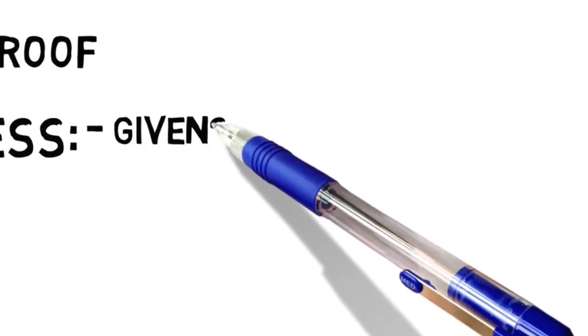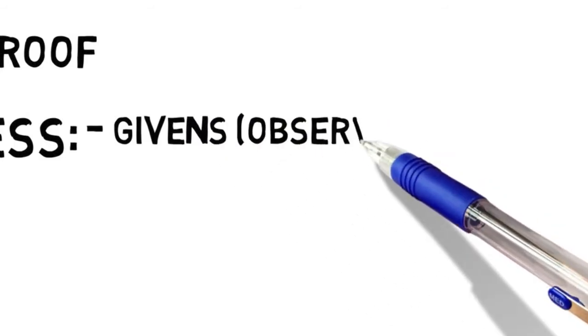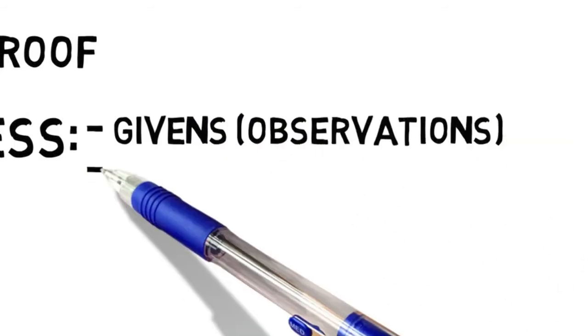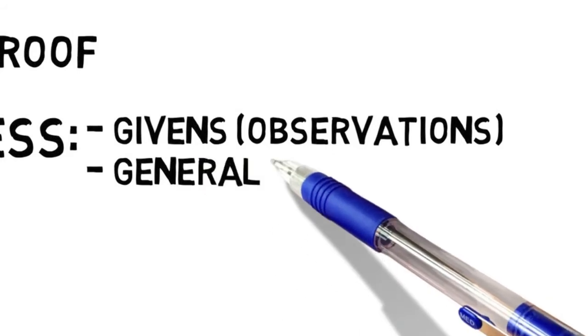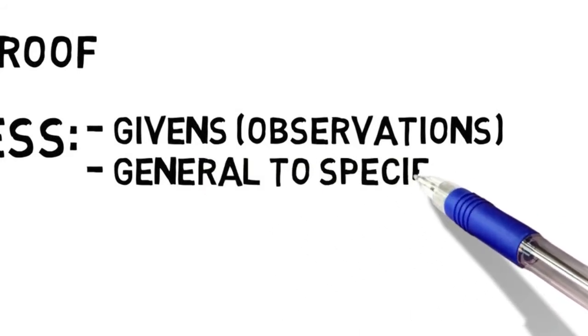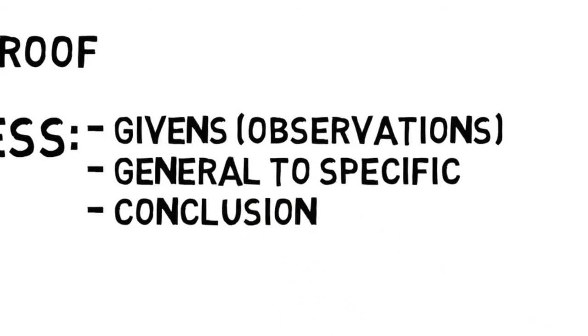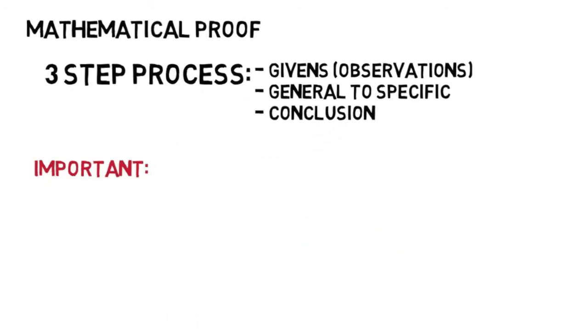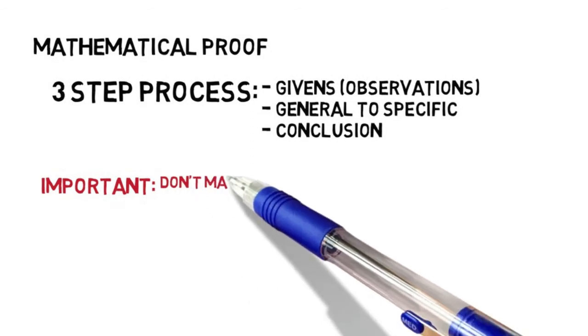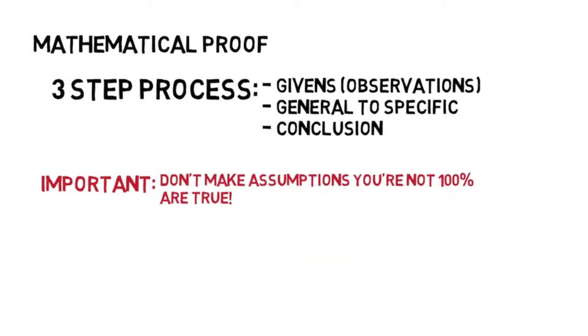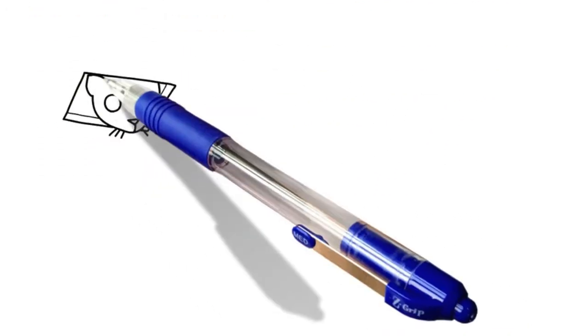First, you note down your givens or your observations, things you can see from the problem. Second, you reason using deductive reasoning, using general statements to infer specifics. And then thirdly, you reach your evidence-based conclusion. When doing this, it is crucial that you do not make assumptions you're not 100% sure are true. For further clarification, let's take a look at this illustration.